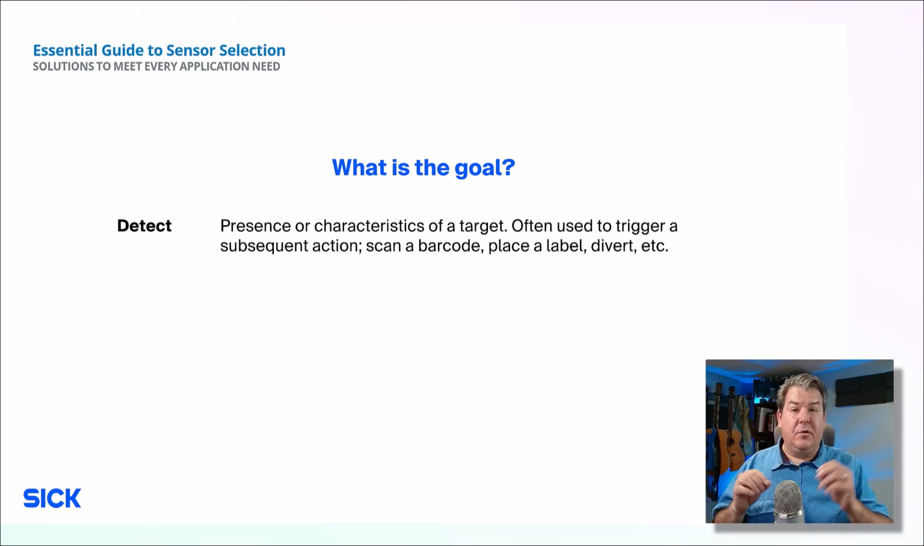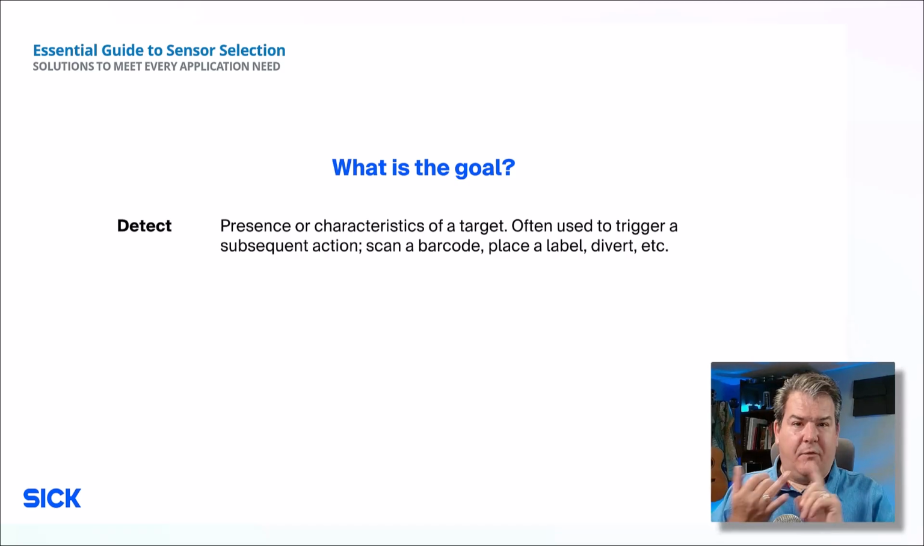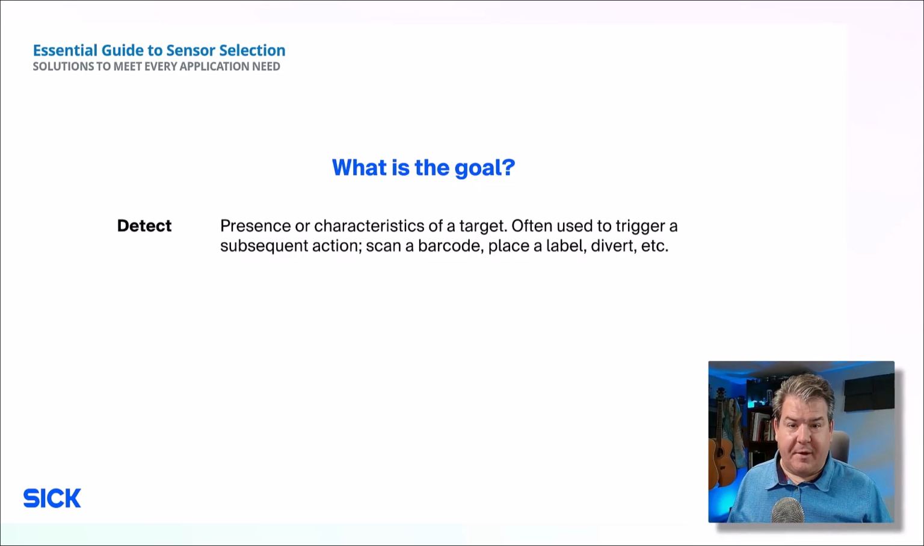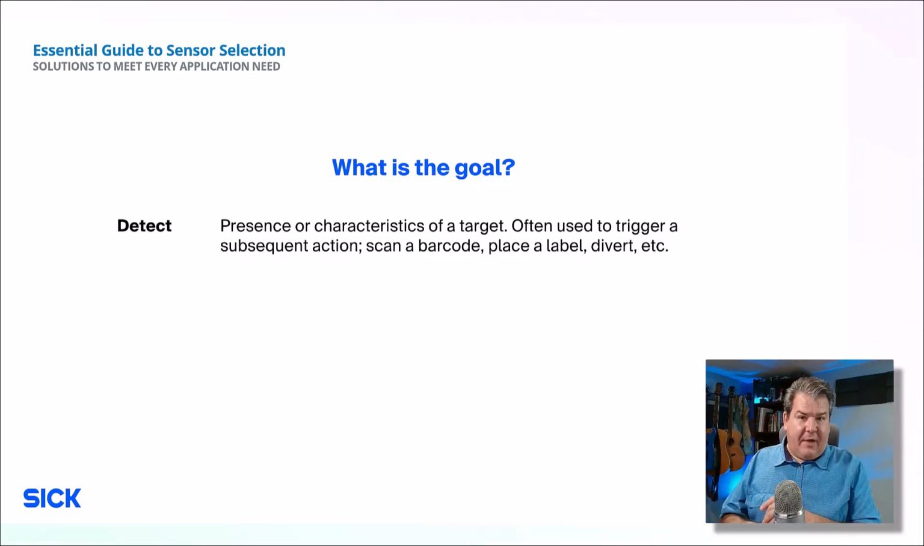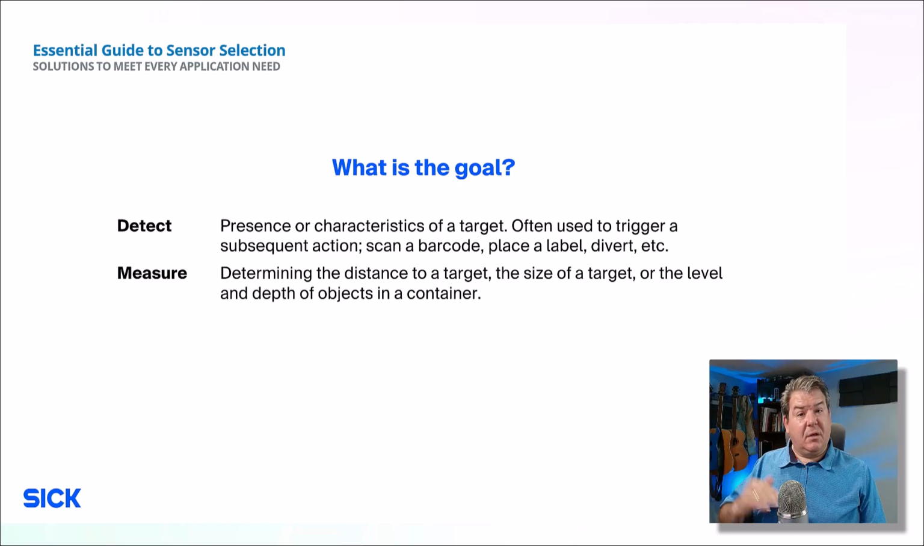So if all you need to do is just detect that something's there, you can skip the next two sections of measuring and positioning and get to the key families and part numbers for detection. So check out the chapters there. However, after you've detected your object, do you want to measure it? Number two, measuring. What's the size or shape of the object? What's the level of it in a hopper or silo? Or simply stated, how far is that target away from my sensor?